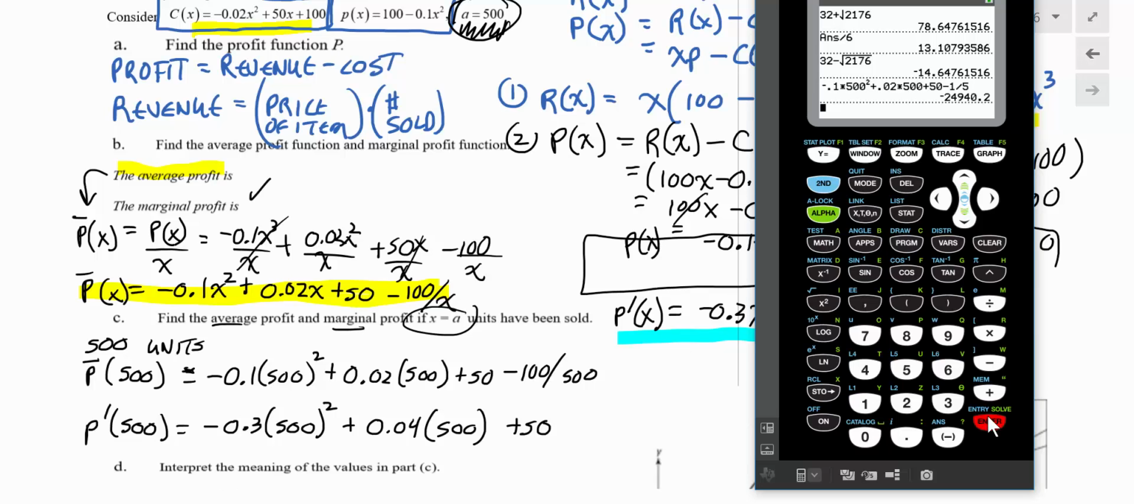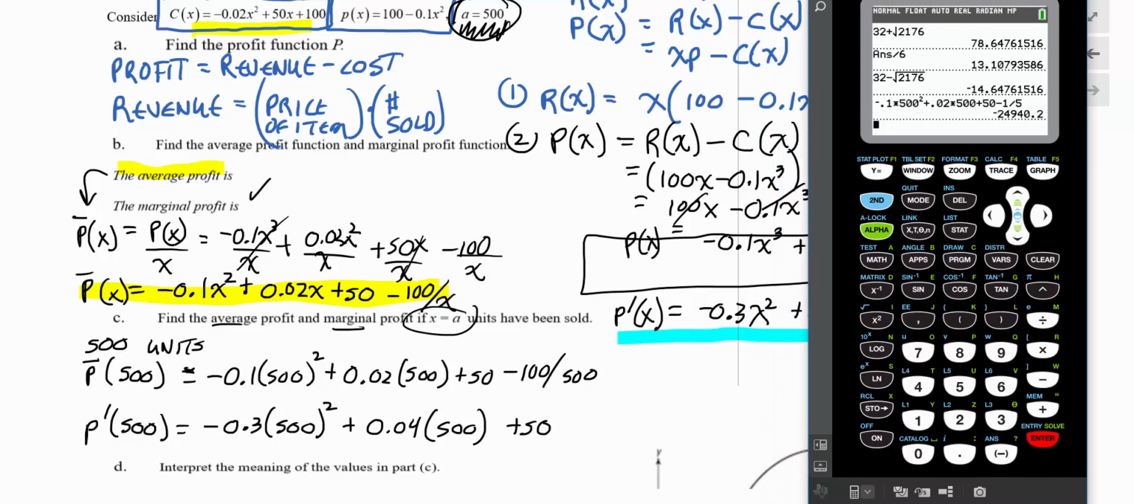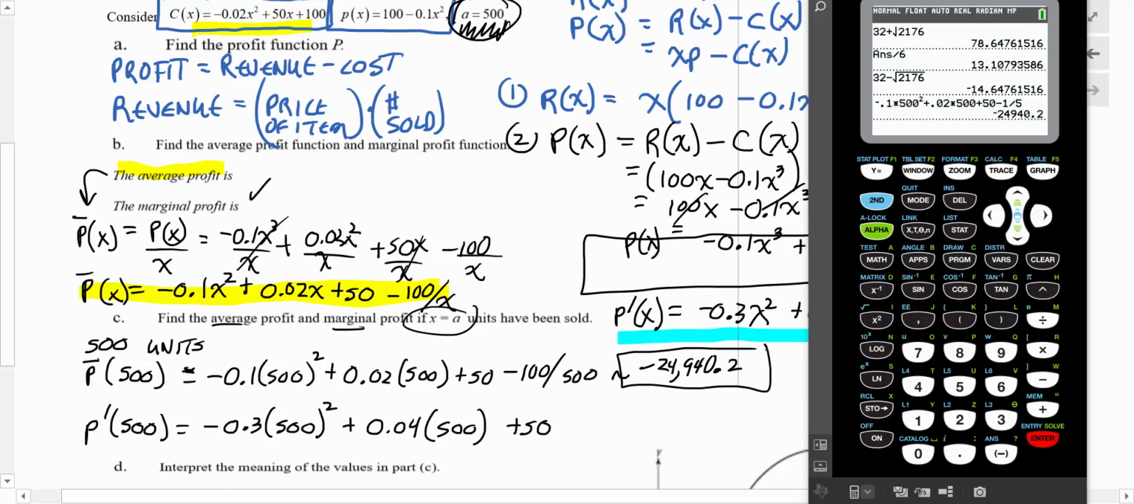Okay, so let's see what that is. That's giving a negative number. That just means if you have a negative profit, it means you're losing money. You're in bad times, right? So that means that's about negative 24,000. Well, you're doing pretty bad. Your business is not doing so hot now. Okay, so we got that.